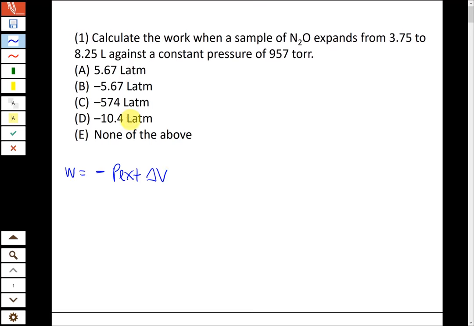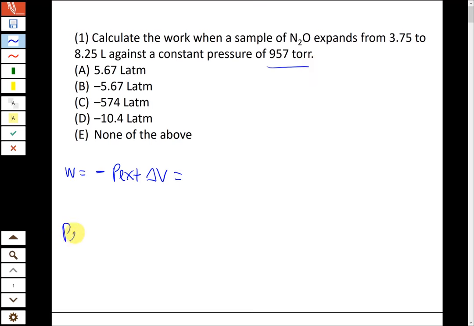We see here that all the answer choices are in units of liter atmospheres. So that tells us that we want our pressure to be in atmospheres and our delta V, our volume change, to be in liters. In this problem, we're told that we're expanding against a pressure of 957, and that's torr, so we need to make sure we convert to atmospheres first.